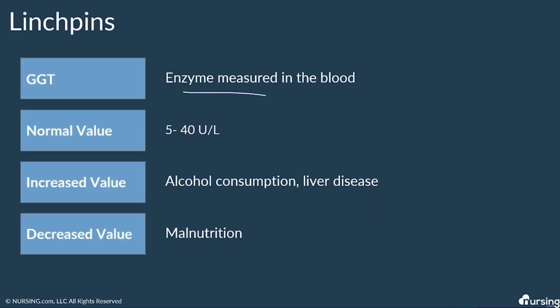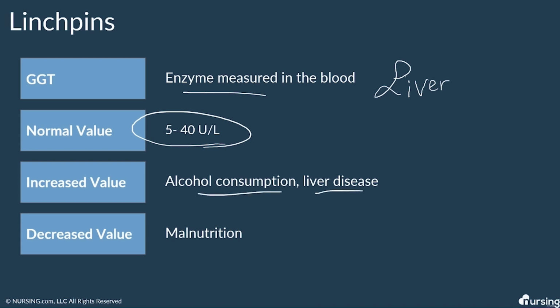GGT, remember, the gamma glutamyl transferase. It's an enzyme that's measured in the blood that's most abundantly present in liver tissue, produced by hepatocytes. Our normal value is between 5 and 40 units per liter, and it's related in its increased value to alcohol consumption and liver disease presentation. Malnutrition is often the cause of a decreased value.